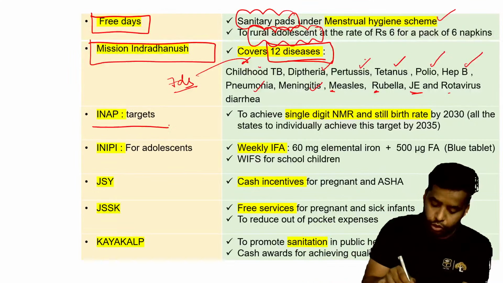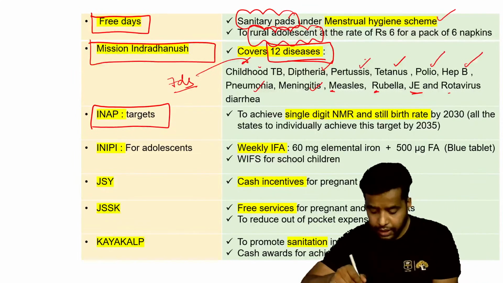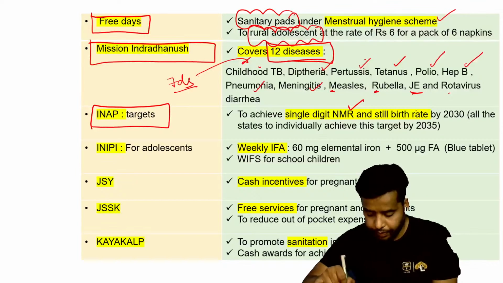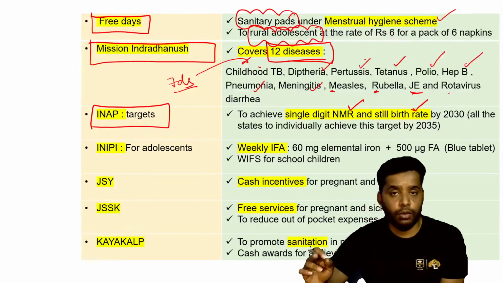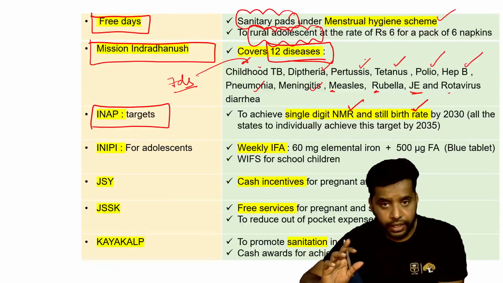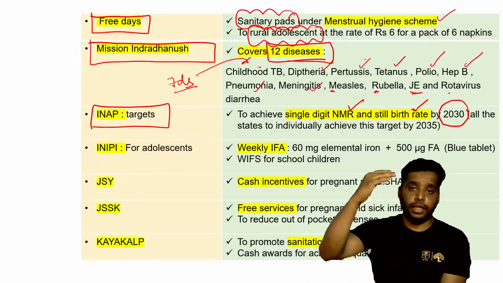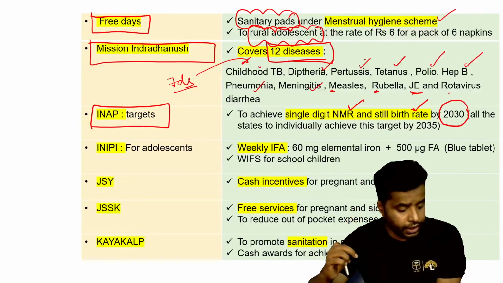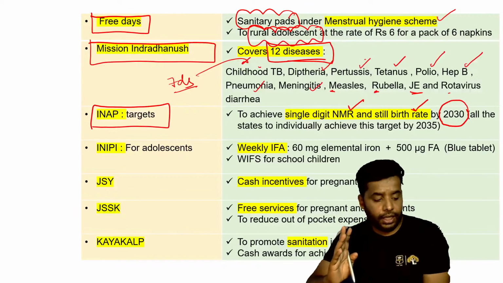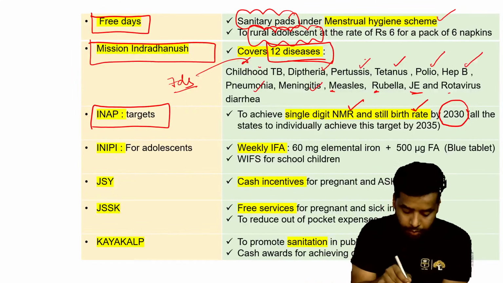INAP, Indian Newborn Action Plan. Indian Newborn Action Plan targets single digit we need to achieve. Single digit neonatal mortality rate and single digit stillbirth rate. So it is single digit by the year 2030. So at a country level, national level, we have to achieve single digit of neonatal mortality rate and stillbirth rate by the year 2030.